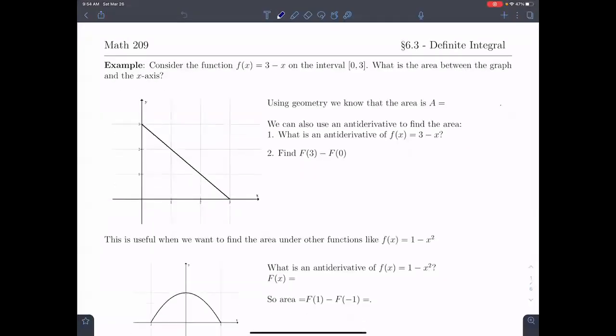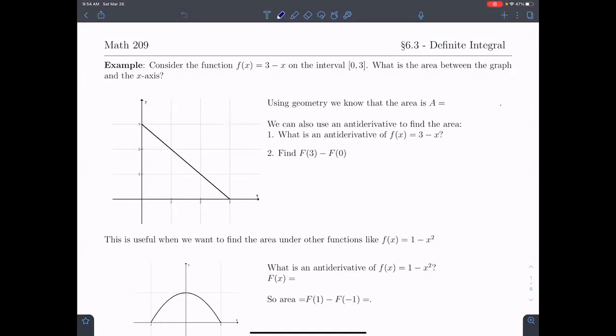Okay, so for section 6.3, we are going to talk about the definite integral. In section 6.2, we talked about the indefinite integral, so we added a plus c, our integration constant. Now we are going to work through some stuff where we don't need to do that. But first, we're going to start talking about area.